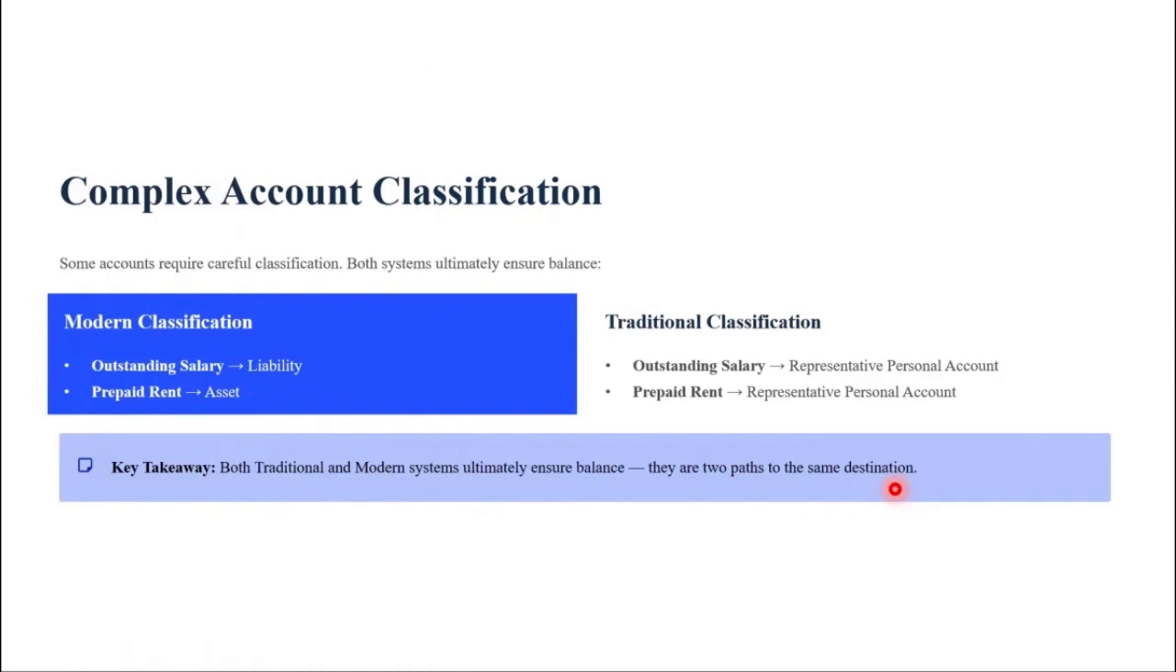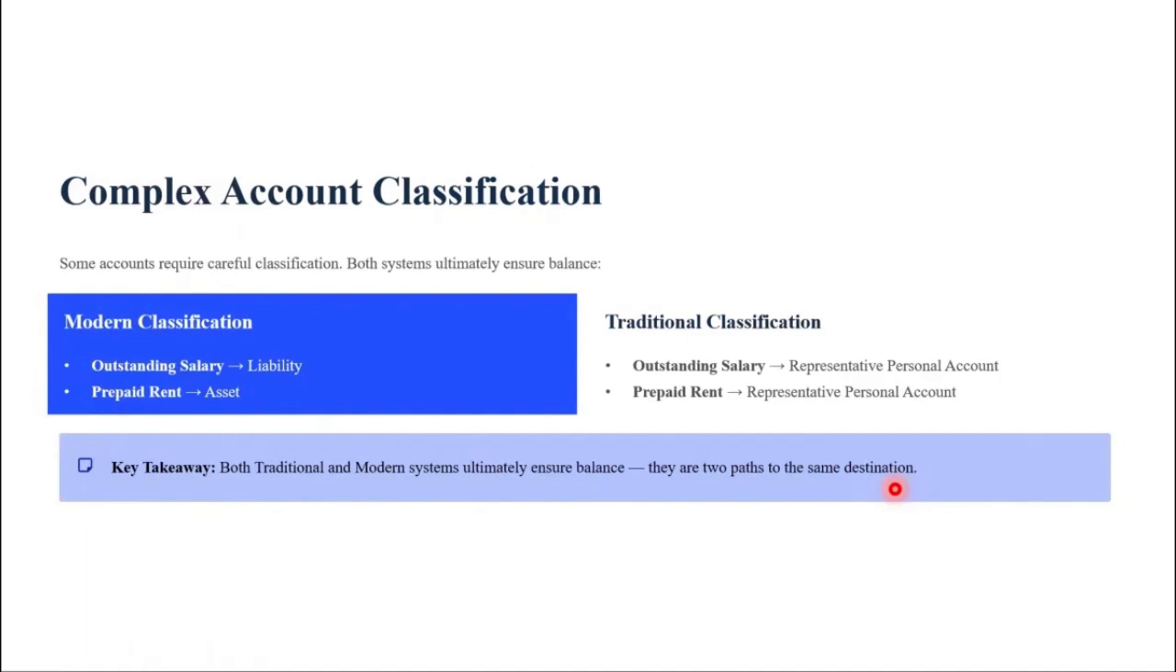As learners, you will encounter accounts that seem to sit between categories. Take outstanding salary or prepaid rent. Under the traditional system, these are called representative personal accounts because they are representing a group of people to whom money is owed or who owe a service to the business. In the modern system, outstanding salary is a liability because it is an obligation to pay in the future. Prepaid rent is an asset because it represents a future benefit.